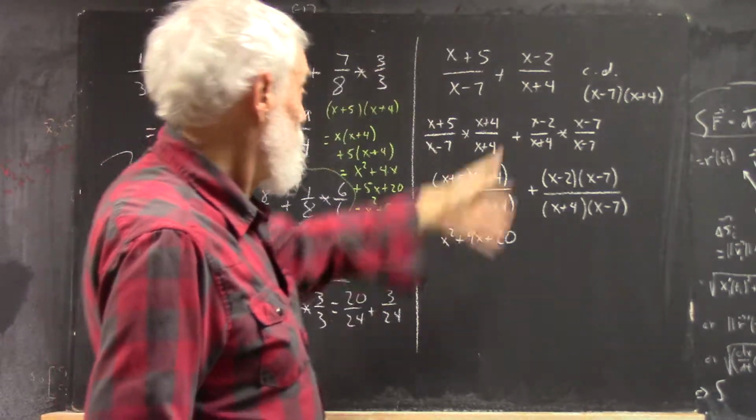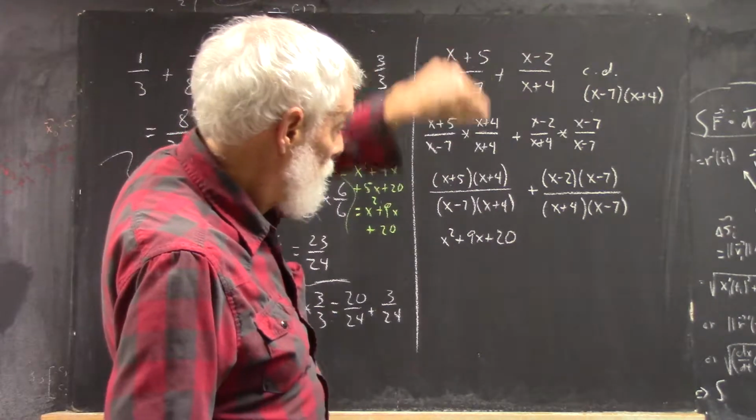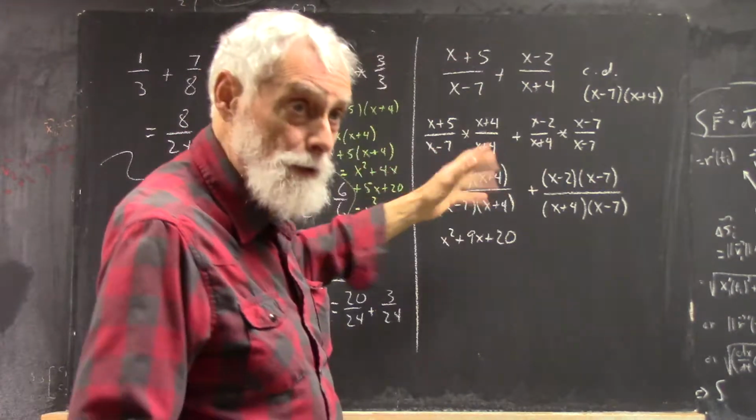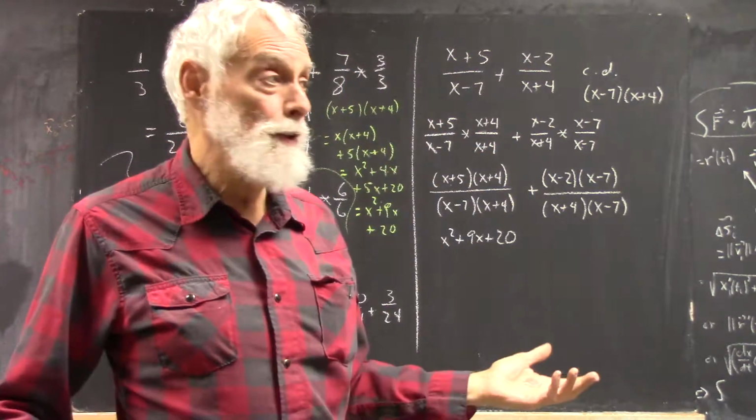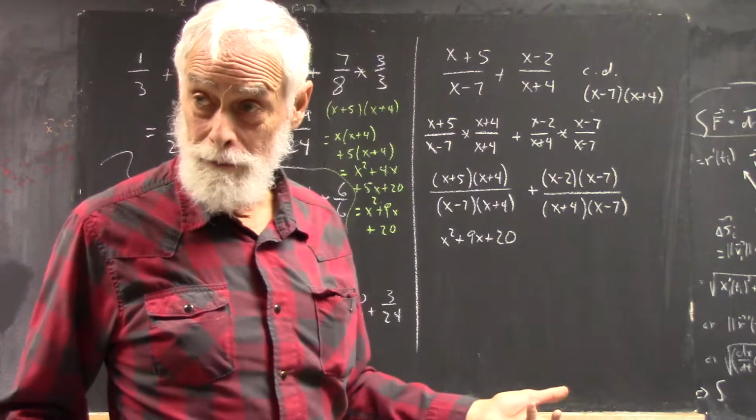Or you make a table. You put the x and the 5 and the x and the 4 here, and then you have x and x gives you x squared, x times 4 gives you, all that. Okay? I see that a lot. That's not the law. That's a shortcut.